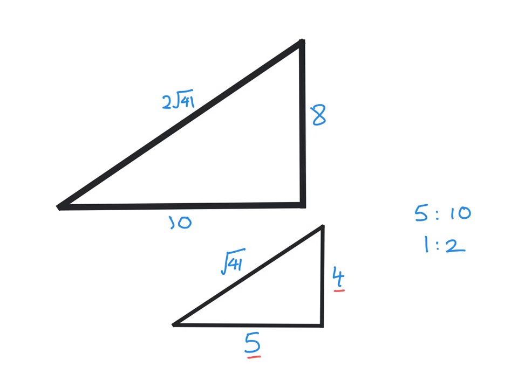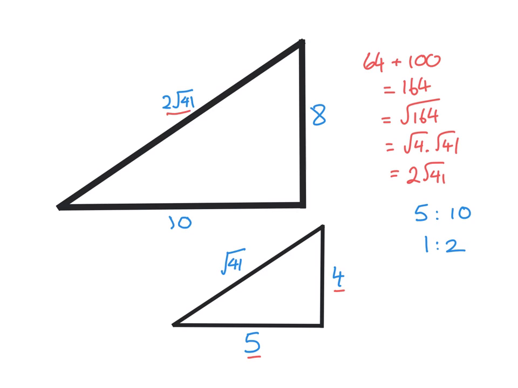And you can prove it here. 8 squared is 64, plus 10 squared, 100, is 164. And root 164 is broken up into root 4 times root 41, which is 2 root 41, as we predicted. So here we have two triangles. I'm going to say that this length here is 8, this length here is 6, this length over here is 10, and we've got to find x.